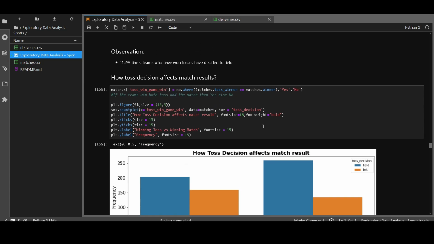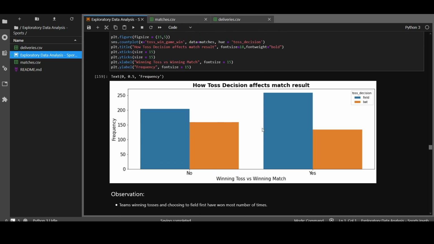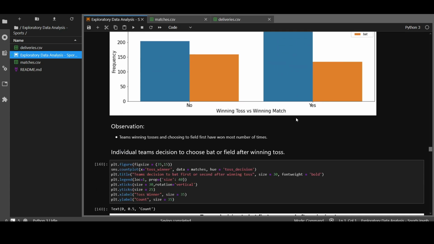So how the toss affects the results. This is the frequency of winning toss versus winning match. This blue is field and this orange is bat. So the teams winning tosses and choosing to field first have won the most number of times. As you can see, they have won most number of times when they are fielding.